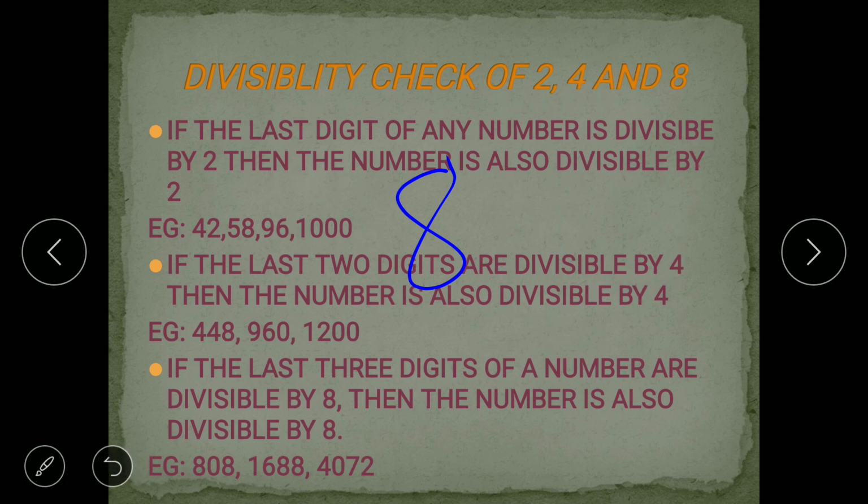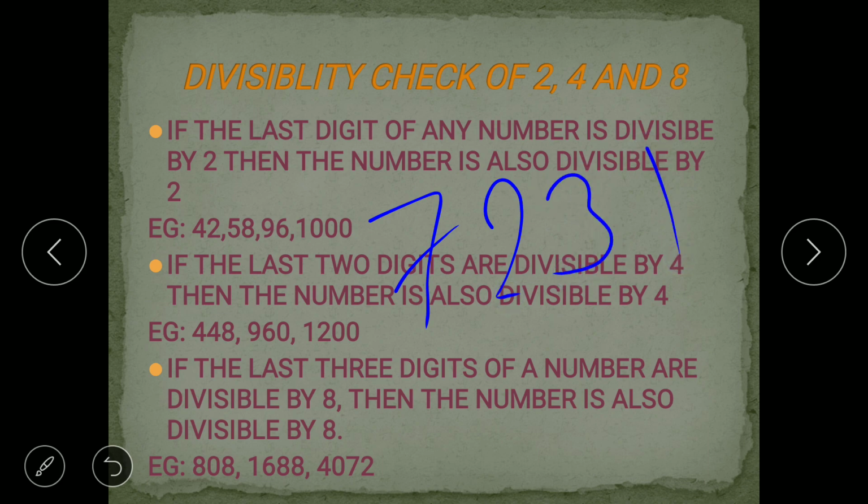See another example. Can you divide 7231 by 8? No. Why? Because 231 is not divisible by 8. So 7231 is also not divisible by 8. Clear? Then let's proceed to the next slide.